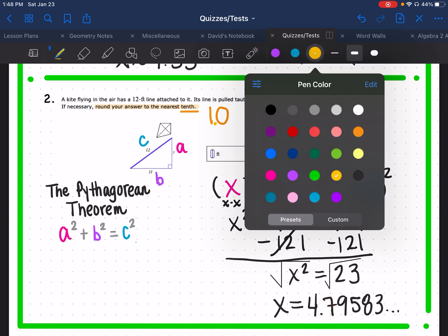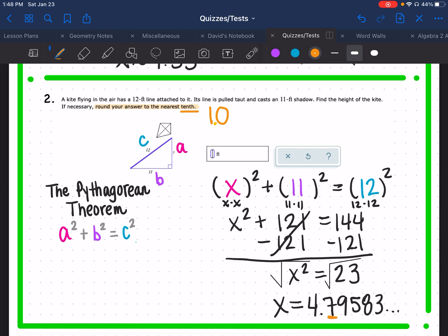So let me go back and let's figure it out. So this is the number I need in the answer. The one right after it is always going to tell me if I should round that 7 or let it rest. And the 5, the 8, the 3, and all those other numbers, they don't matter to my final answer. 4 or less, let it rest. 5 or more, add one more. 9 is 5 or more, so I'm going to go ahead and say 4.8.